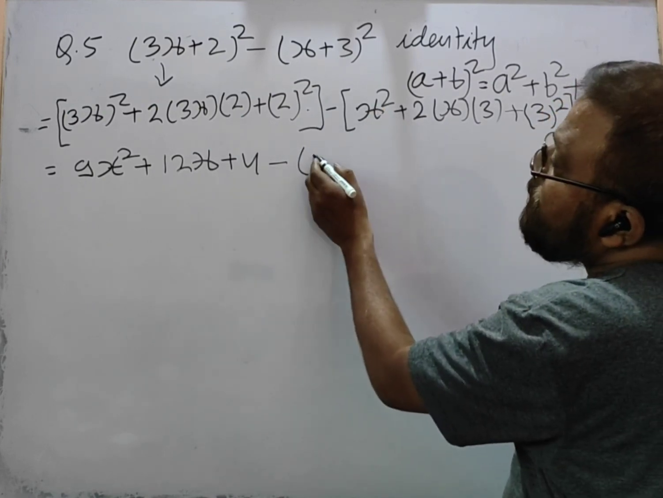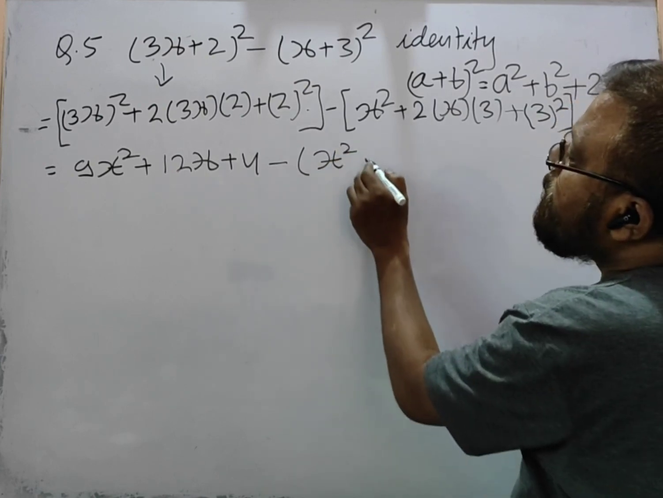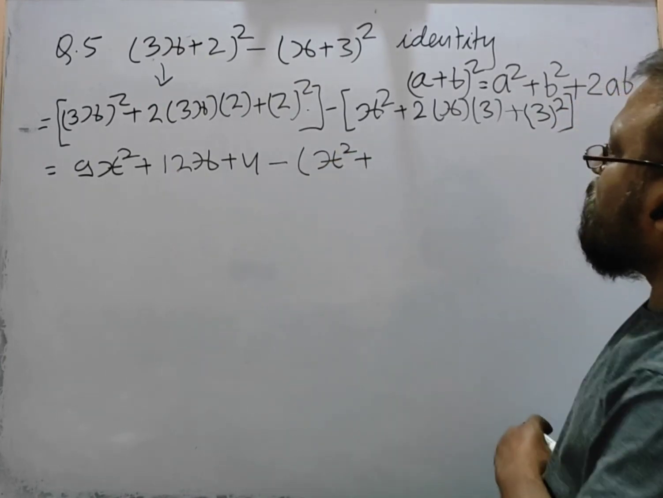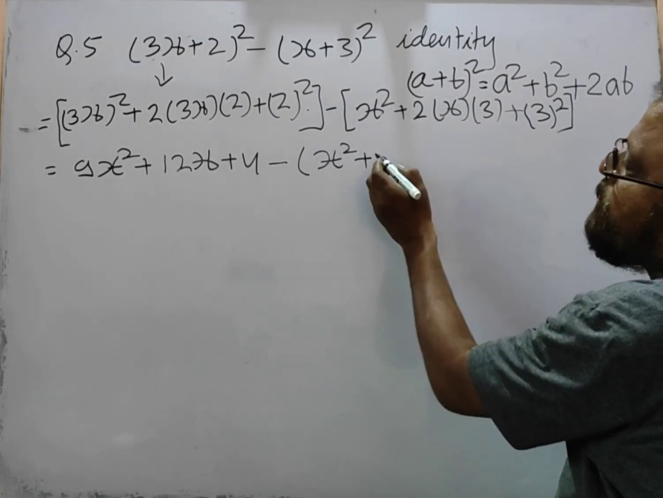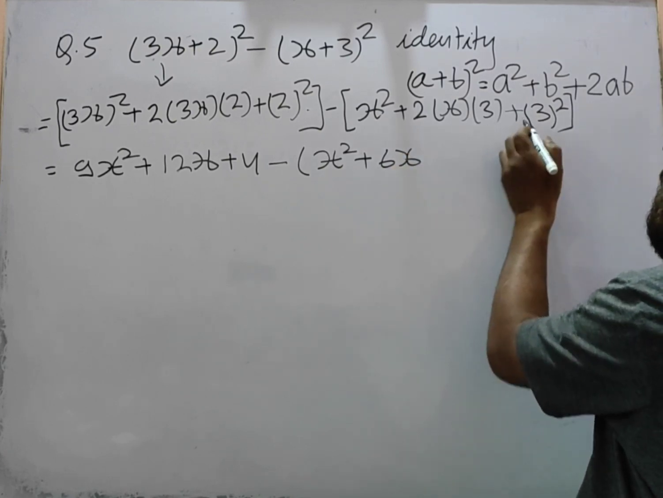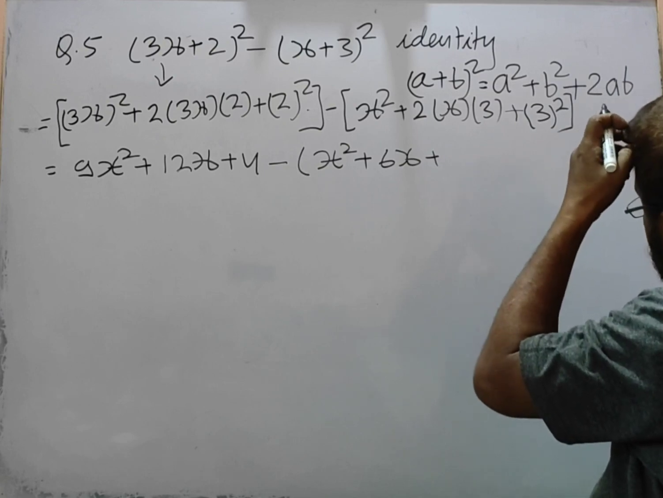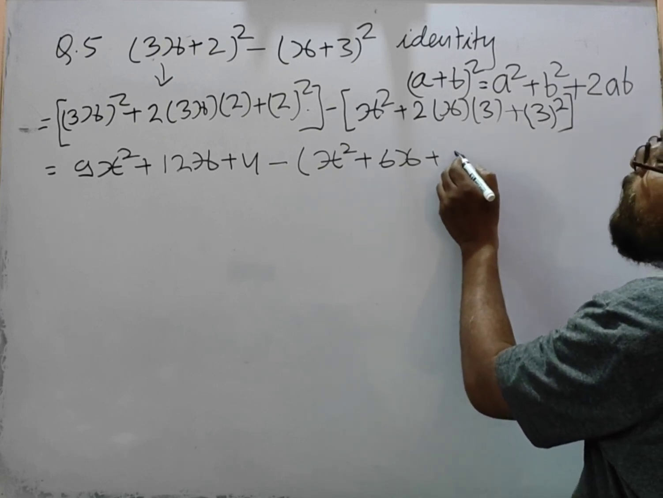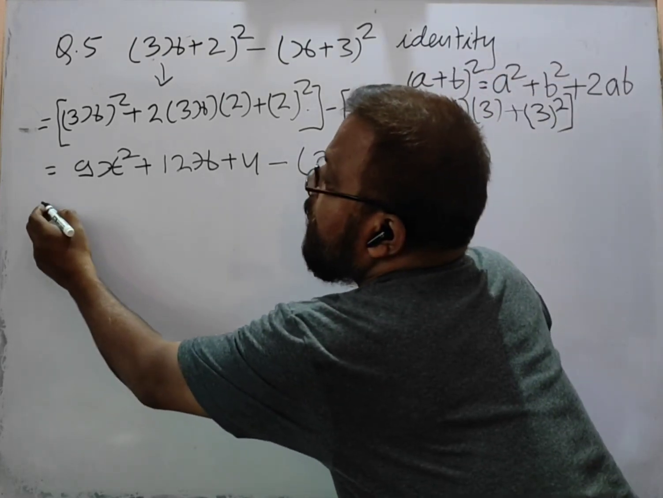Now we have minus. So braces. Now it becomes x square plus 2 times 3 is 6. So it becomes 6x. Right? And plus this 3 square is 9. So we write here 9. Right? Now again we open the brackets.